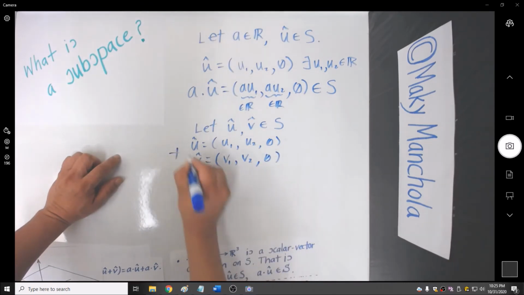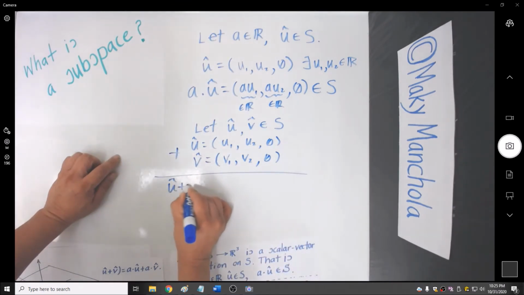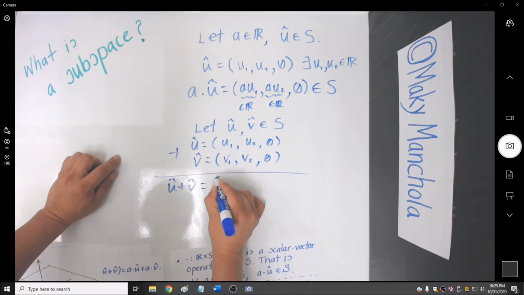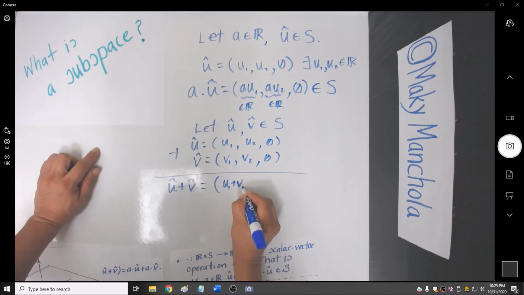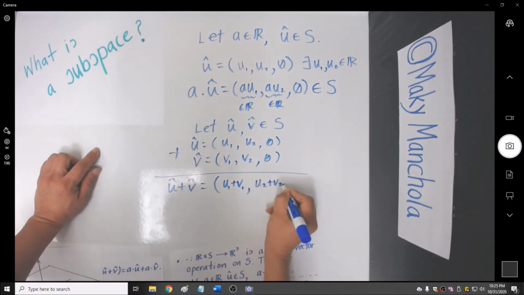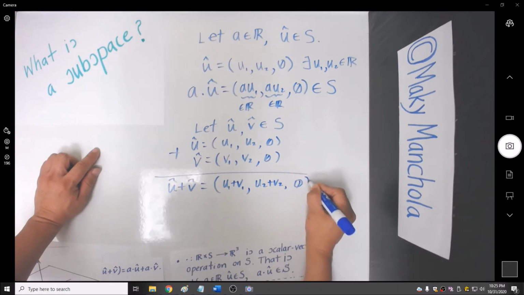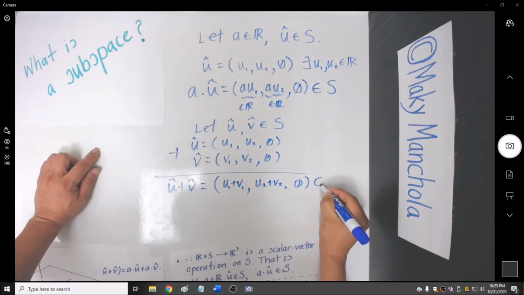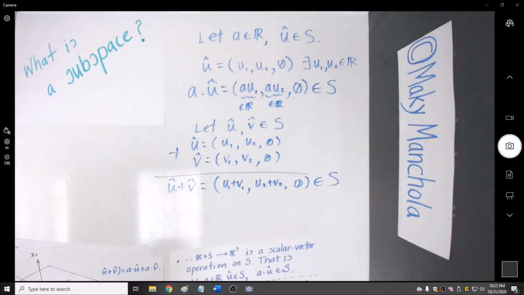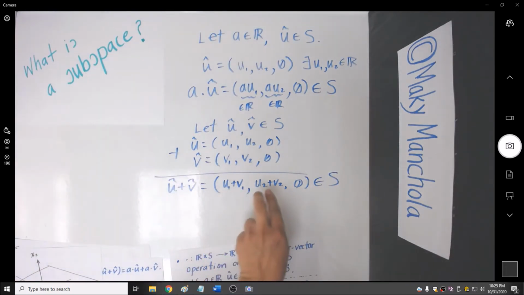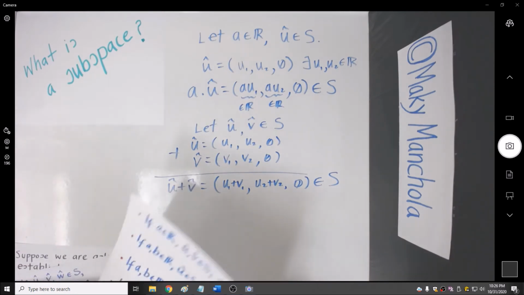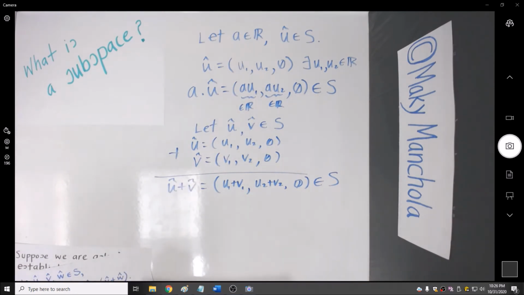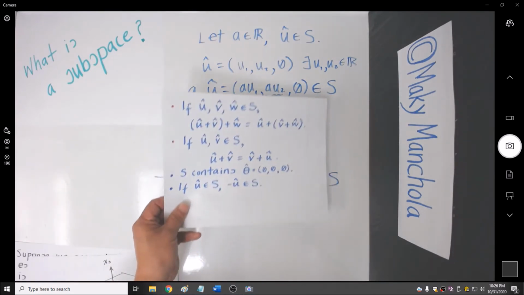Now, what do we get when we add them? Well, we know how to add them. u1 plus v1, comma, u2 plus v2, comma, 0 plus 0 is 0. So, what we obtain does happen to be in S. A real number, 0. So it's an element in S. Okay, so we are done with these first two properties. Now, let's talk about the next properties, the associative property and the commutative property.